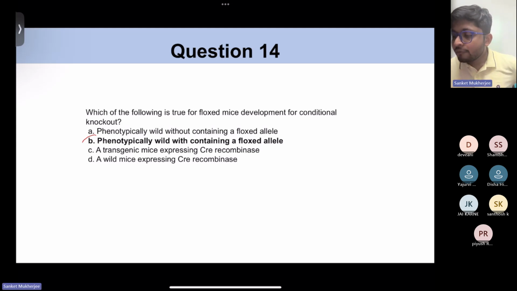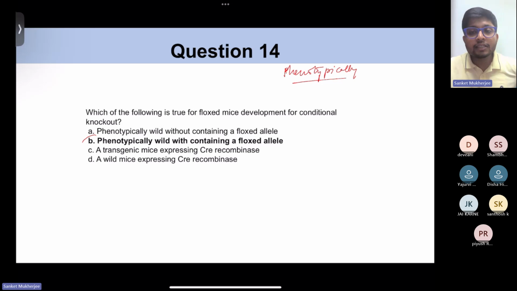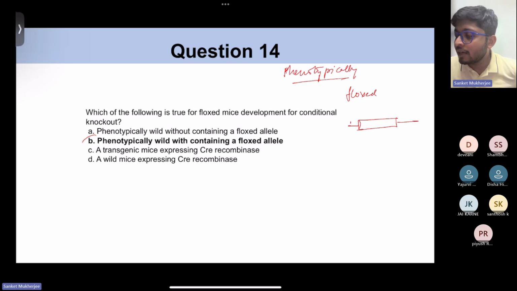So whenever there is a conditional knockout, conditionally knocked out mice, which use the Cre-LoxP system, are essentially phenotypically wild mice. Basically, it's a mouse that is similar to wild type. It's exactly the same as wild type. The only difference is that it has a floxed allele. Floxed allele means that in the gene of interest, it will have the flox sites, the LoxP sites basically.